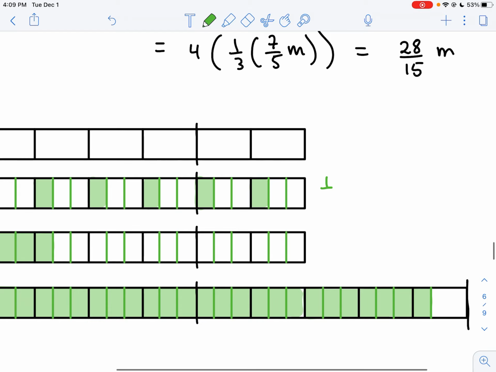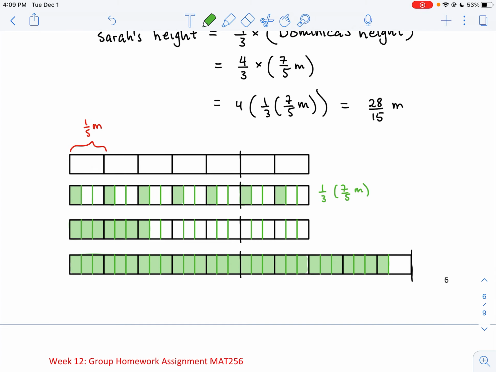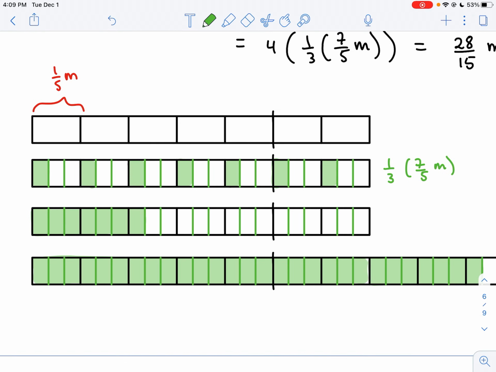And so what's shaded in green, let's write that over here, is currently 1/3 of 7/5 of a meter. That's what's shaded. But then I'm going to take these shaded pieces and stack them end to end. There are 7 shaded little pieces, and if you put them end to end, you get this much. So down here you can see 1/3 of 7. We really have 7/15 of a meter.